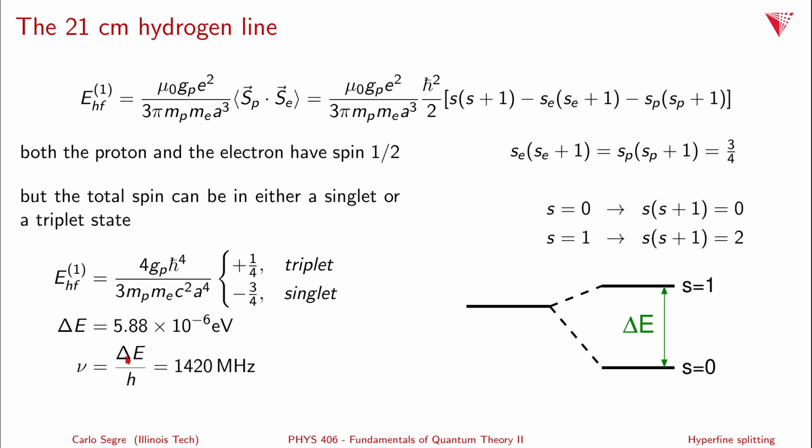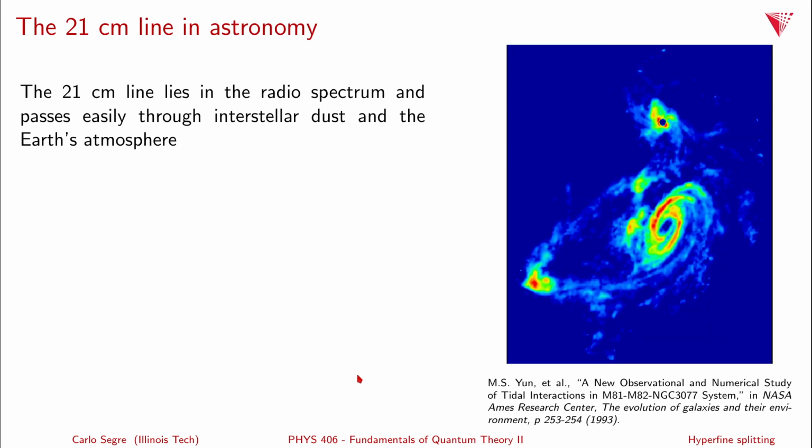If you calculate the frequency that corresponds to the emission from this line, and we'll talk about emission when we do time-dependent perturbation theory, the energy difference can be converted to a frequency by dividing by h, Planck's constant. And this gives you 1420 megahertz. If you now calculate the wavelength, that's 21 centimeters. So this is the famous 21 centimeter line for astronomy. The 21 centimeter line lies in the radio spectrum, and it passes easily through interstellar dust and the Earth's atmosphere.